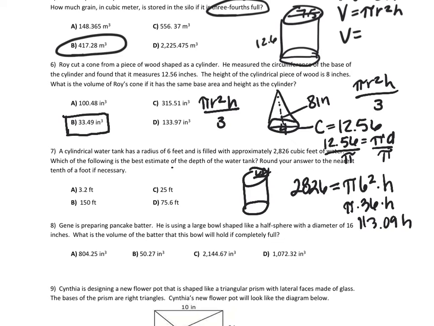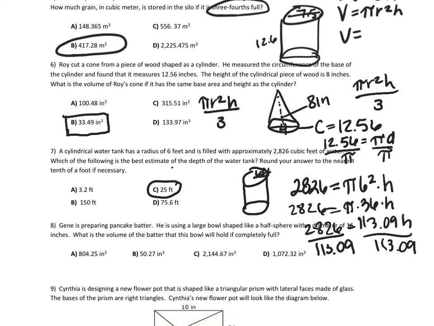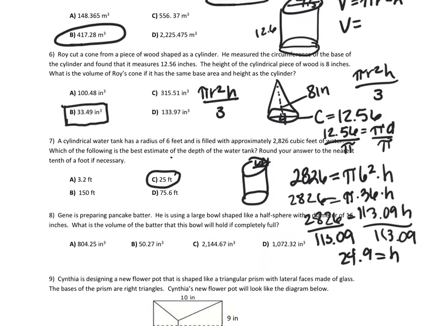Okay, so 2826 divided by 113.09 is 24.9. So that's going to be our closest estimate to this. And I kind of worked backwards. I solved this and then I would divide by 113.09, and I got 24.9. So that was what put me at C.